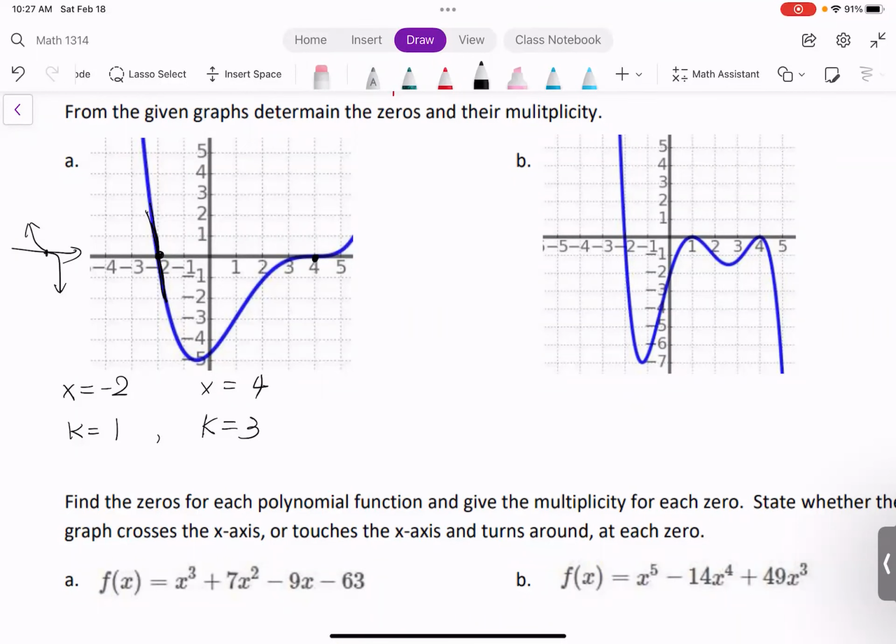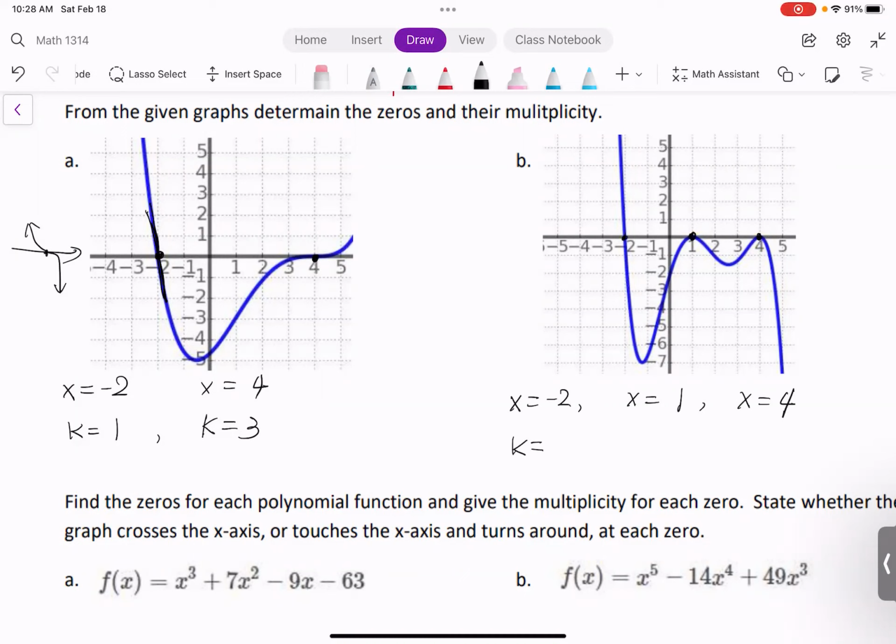Okay, let's see the next one. Number B. It has 3 zeros, or 3 x-intercepts. They are x equals -2, x equals 1, x equals 4. So we put x equals -2, x equals +1, x equals +4. Then what is the multiplicity, or what is the k?